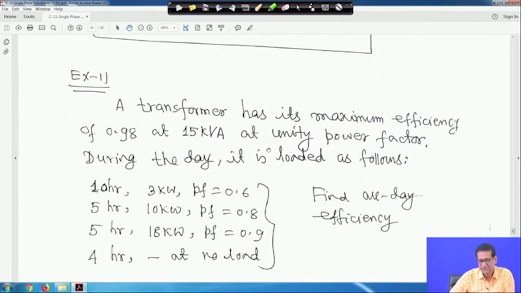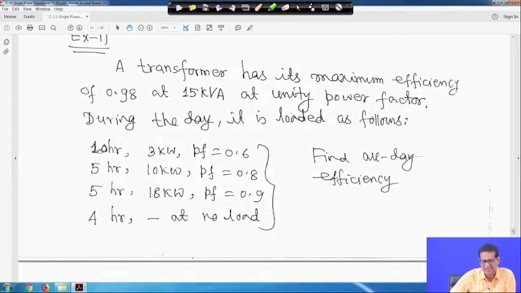Now, example 11: a transformer has its maximum efficiency of 0.98 at 15 kVA at unity power factor. During the day it is loaded as follows, because we have to find out the all day efficiency. For 10 hour it was 3 kilowatt, power factor 0.6, lagging, it is generally lagging, but not mentioned here. Then 5 hour 10 kilowatt, power factor is 0.8, and 5 hour 18 kilowatt, power factor 0.9, and 4 hour at no load.